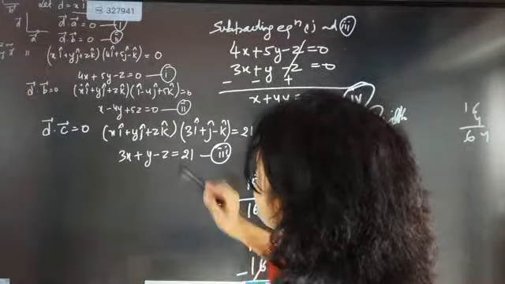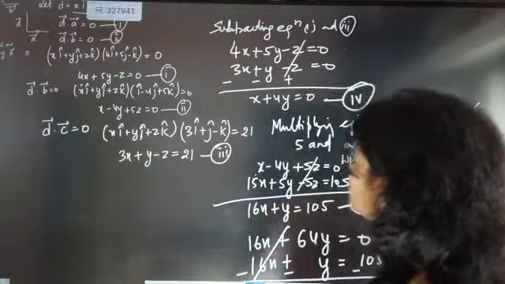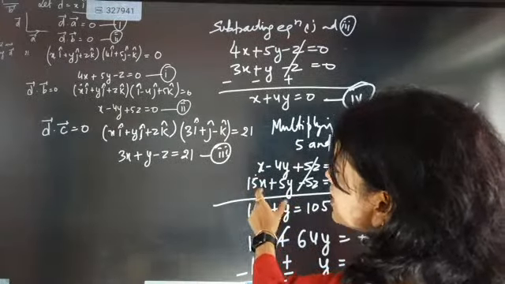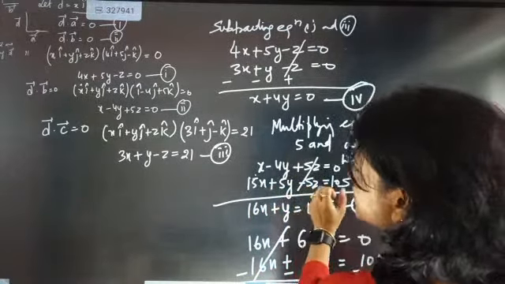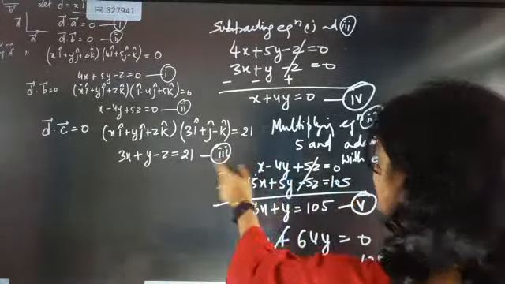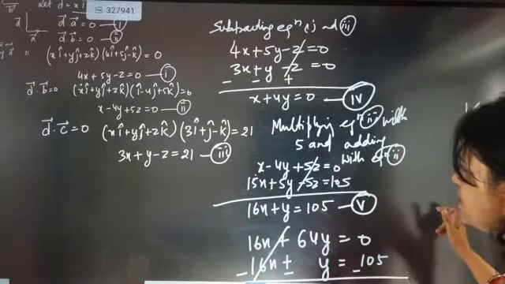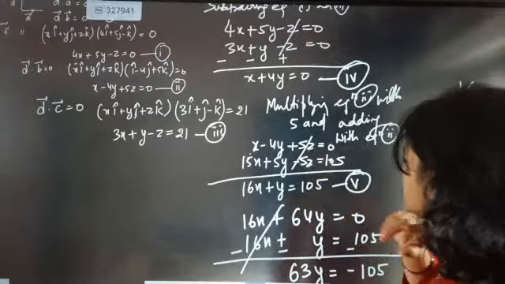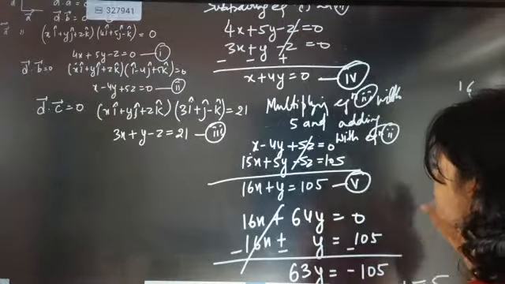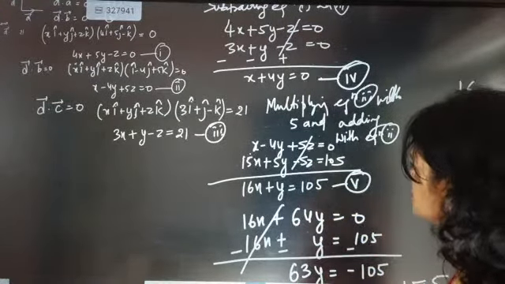Then I multiplied which one with 5? I multiplied this one with 5. So 5 3s are 15x plus 5y minus 5z equal to 5 1s are 5, 5 2s are 10. Fine. And then this plus and minus went. It is coming as y, 16x plus y equal to 105. After this only something happened.